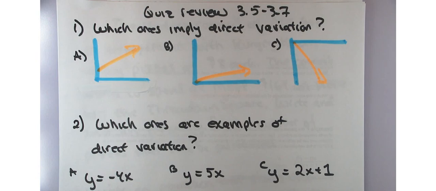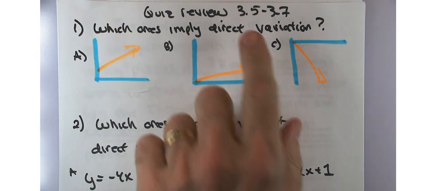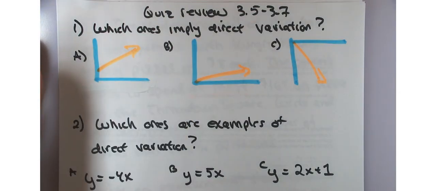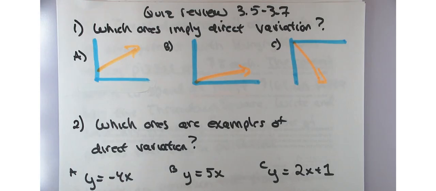Quiz this Thursday. It's going to cover sections 3.5 to 3.7, so let's go over a few things. Starting in section 3.5, we talked about direct variation. What do you remember about direct variation? What stood out to you?